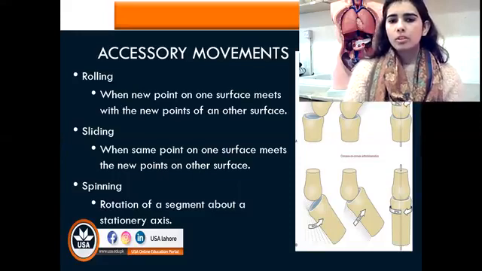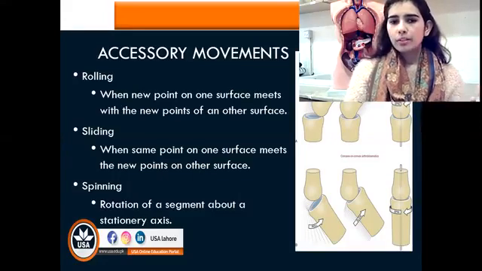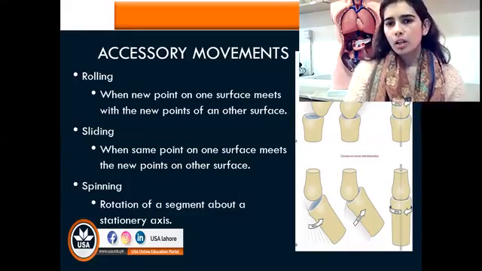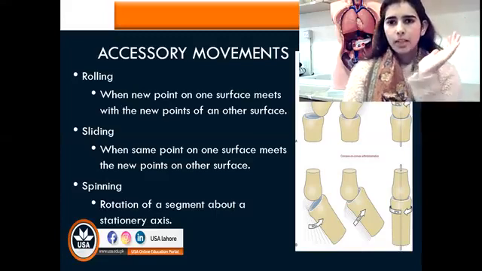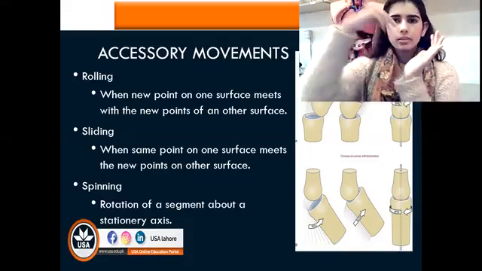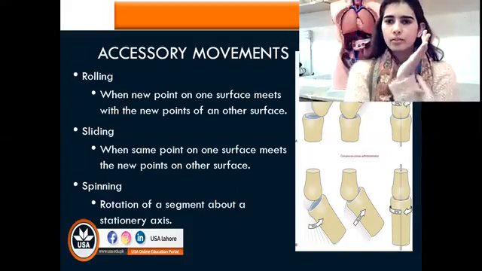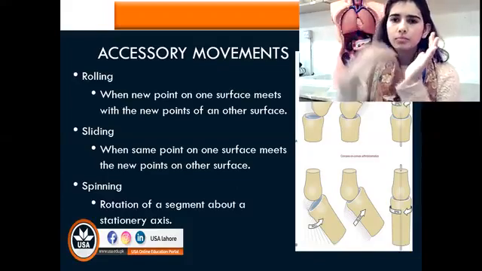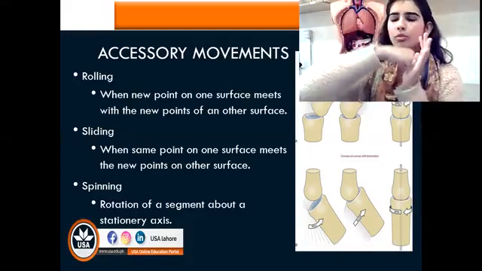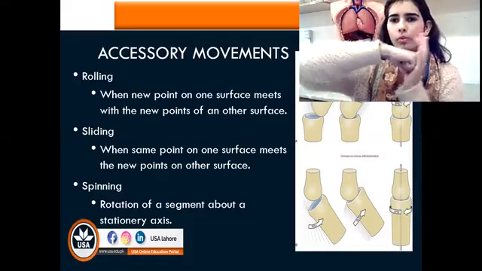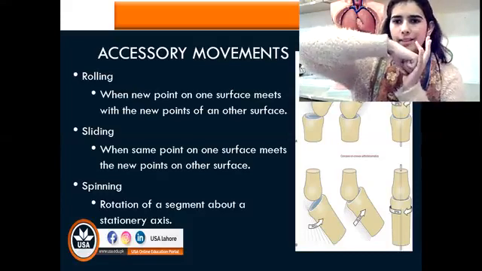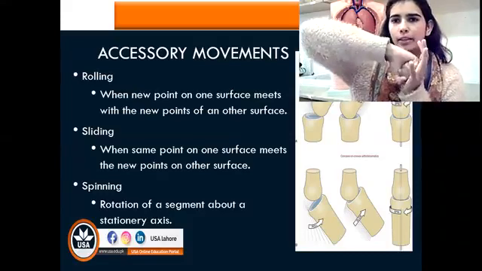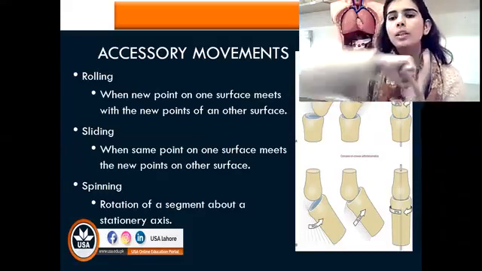Then comes the spinning movement, where the rotation of the segment is about a stationary axis. Let's say the axis of this joint surface is this, like this. It's passing from here, like this, and I want a spinning movement of this bone over it. So along that axis, this bone is going to move like this, and this is called spinning movement of that joint.